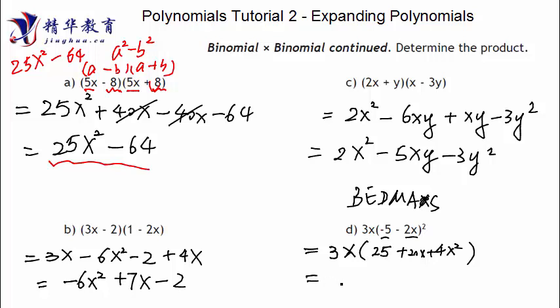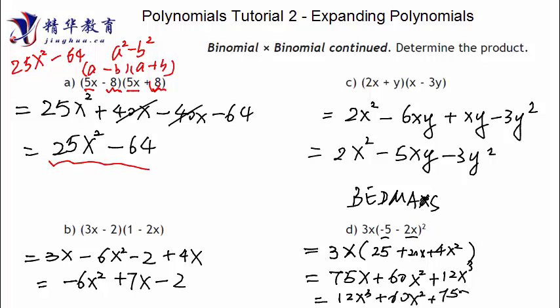Okay, now I have a monomial times what? That's a trinomial. So which is equal to, this is 3 times 25, 75x. This is 60x squared. That's 12x cubed. Now we need to arrange this. We're making the highest power in the front, so it will be 12x cubed plus 60x squared plus 75x. And then we're done.